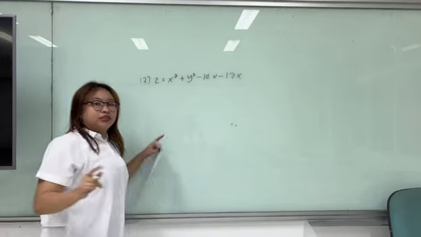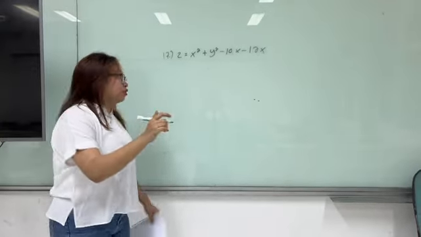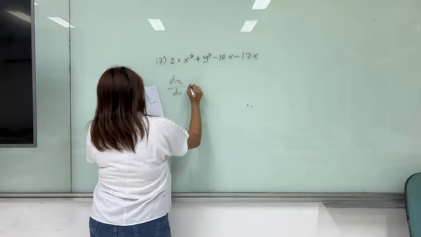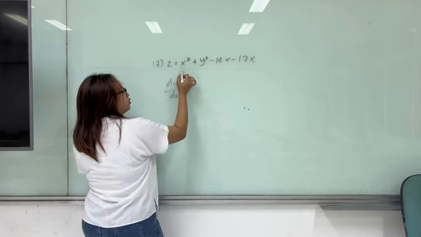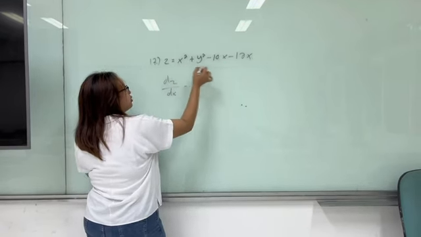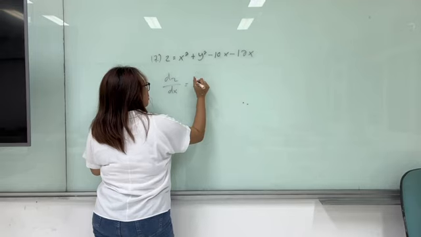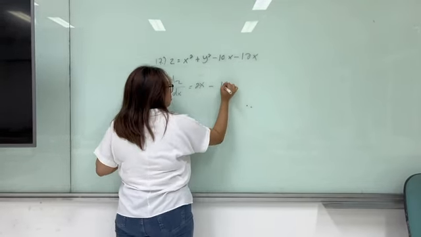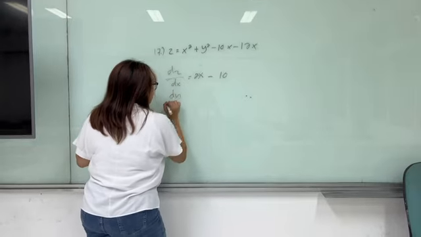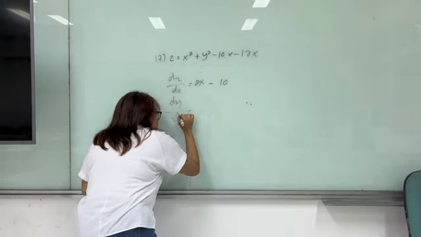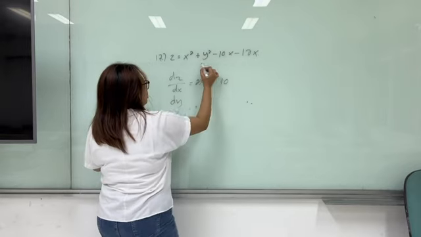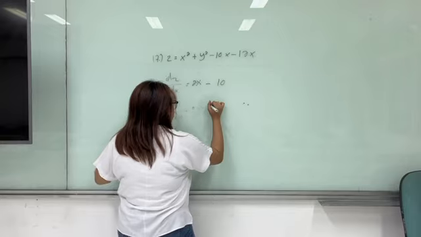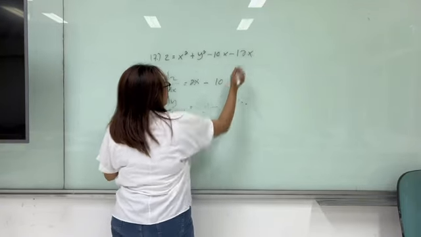So the question is z equals x squared plus y squared minus 10x minus 12y. So the first thing we have to find is the first derivative, dz per dx. So we have to find the x, so we put 2x in here minus 10. Secondly, we have to search the y, the same way, so we write 2y minus 12.